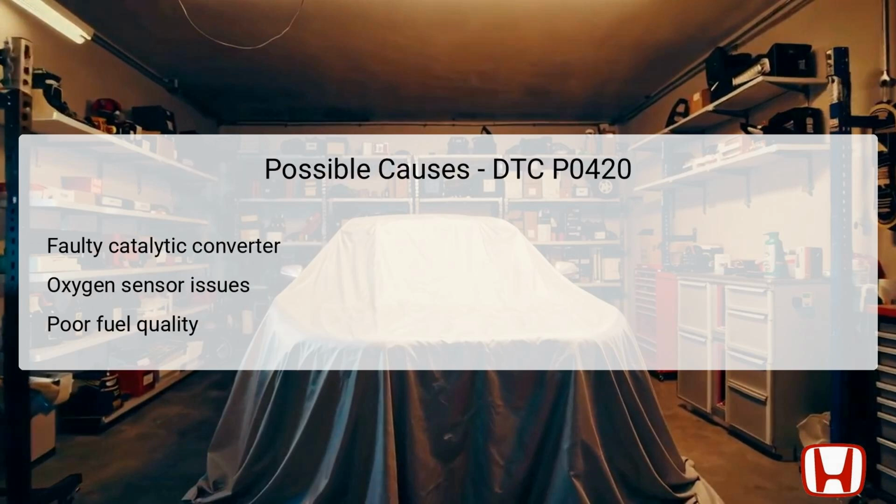Several potential causes lead to the activation of the P0420 code, and identifying these causes is crucial for effective troubleshooting. A faulty catalytic converter is the most common reason. It may have deteriorated due to age, contamination, or physical damage, which restricts its ability to convert emissions effectively. Another significant cause can be problems with the oxygen sensors, as wear or failure in these sensors can result in incorrect readings of the exhaust gases, misleading the PCM about the efficiency of the converter.